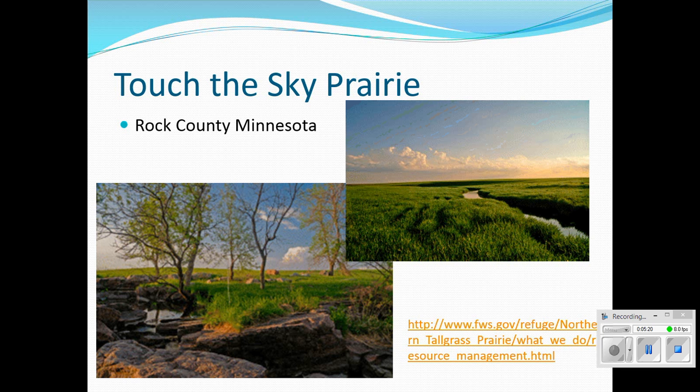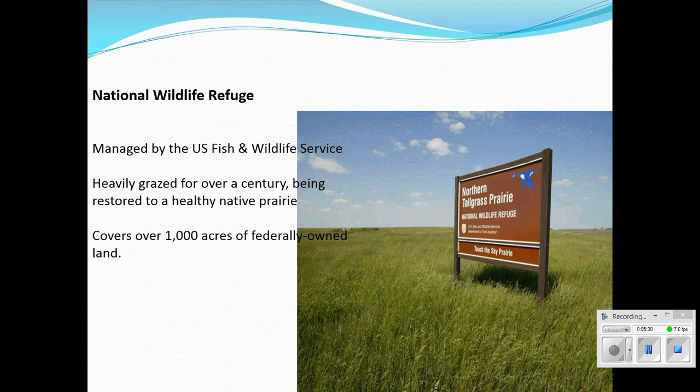It's a prairie that's being rebuilt on the national level. I'll tell you a little about it. It's being managed by the National Wildlife Refuge of the U.S. Fish and Wildlife Service. It was heavily grazed for over a century, this land.